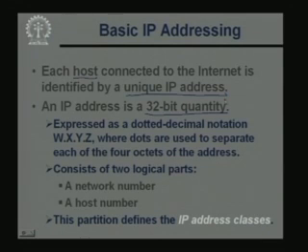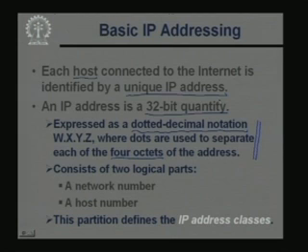This is a 32-bit quantity, and representing a 32-bit quantity as a stream of zeros and ones is inconvenient. So, it is typically expressed in the so-called dotted decimal notation. Dotted decimal notation means there are 4 decimal numbers w, x, y and z separated by dots, and w, x, y, z represent the decimal equivalents of each of the 4 octets, or the 8-bit chunks in the address. Well, we have an example, I will show you.